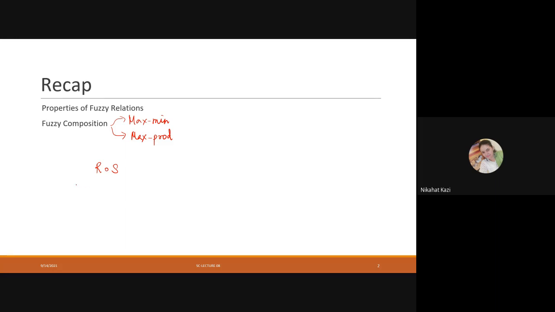If R is X cross Y, then S has to be Y cross Z. This has to be common, right? Then only you can perform composition. So that is the criteria for performing composition. What about projection and cylindrical extension?